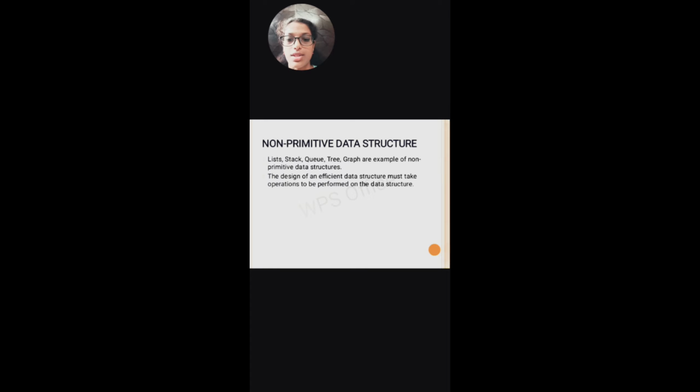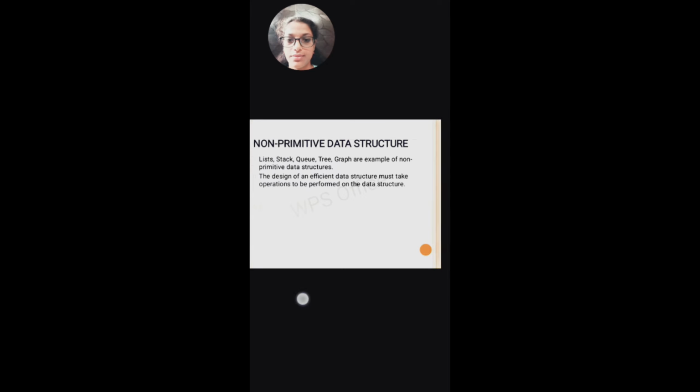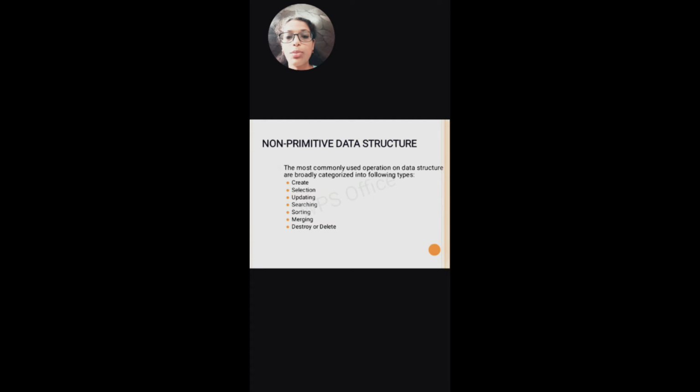Non-primitive data structures. Lists, queue, stack, tree, graph are examples of non-primitive data structures. The design of an efficient data structure must take into account the operations to be performed on the data structure. The most commonly used operations on data structures are broadly categorized into the following types: create, selection, updating, searching, sorting, merging, destroy or delete.